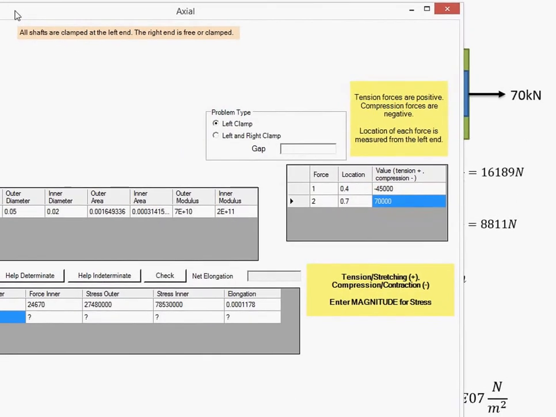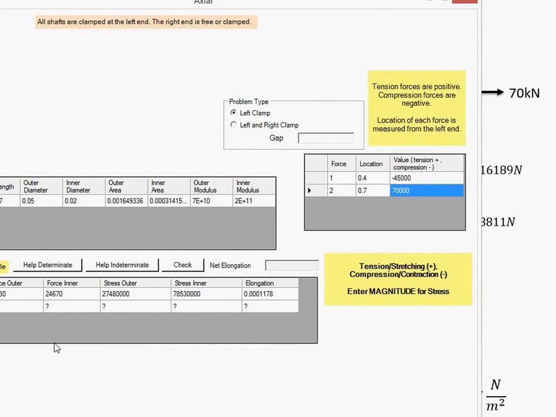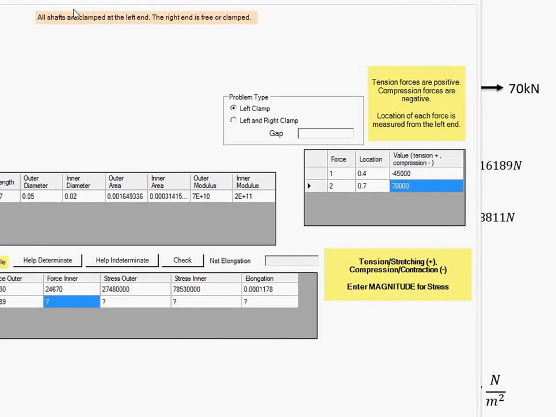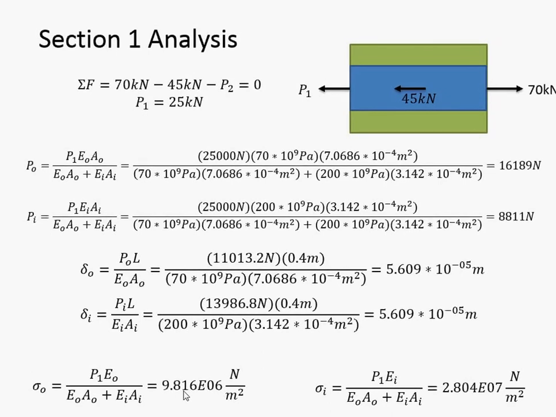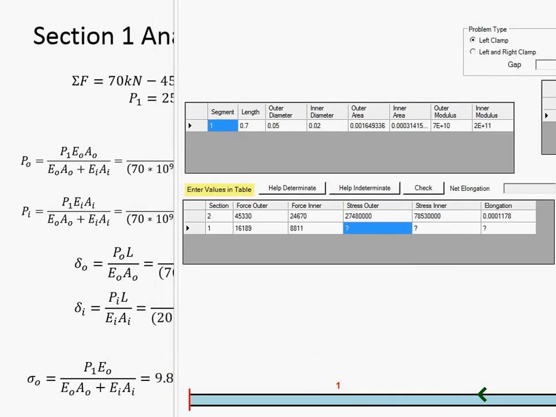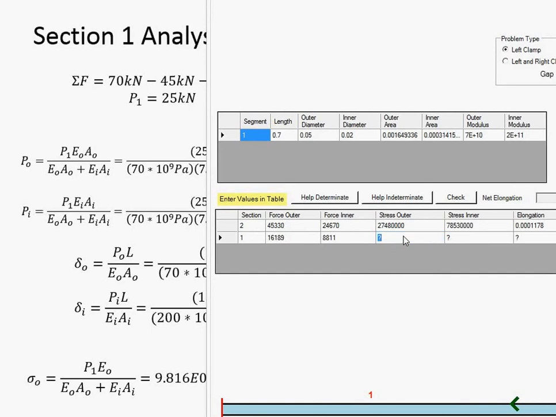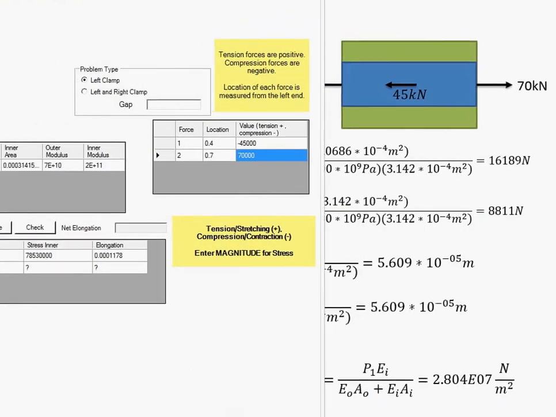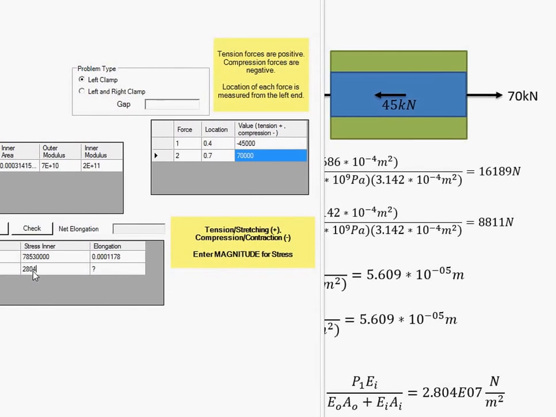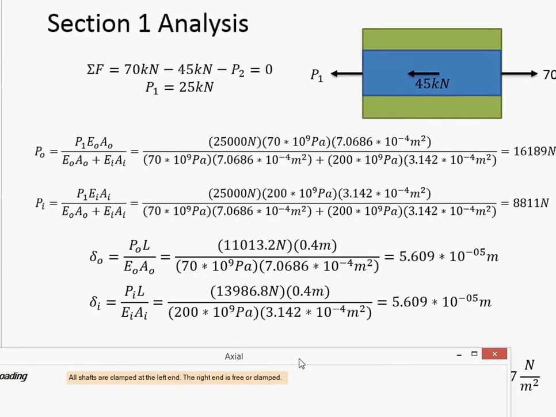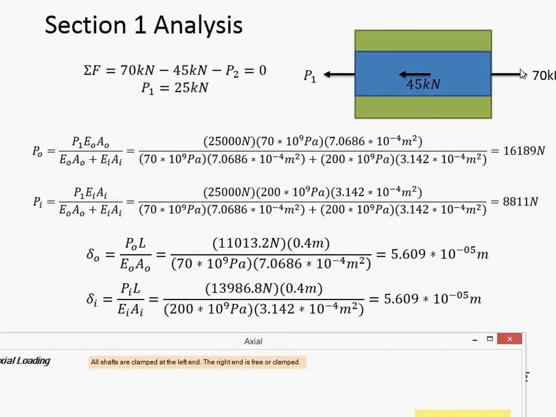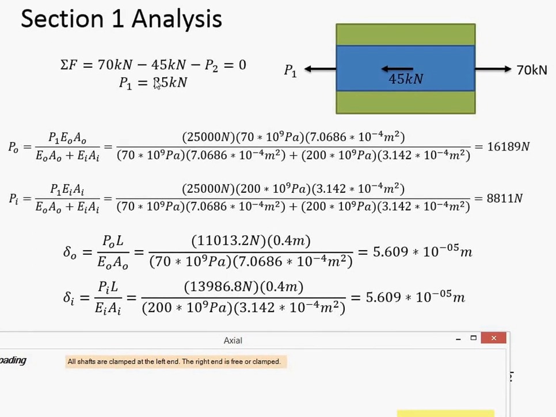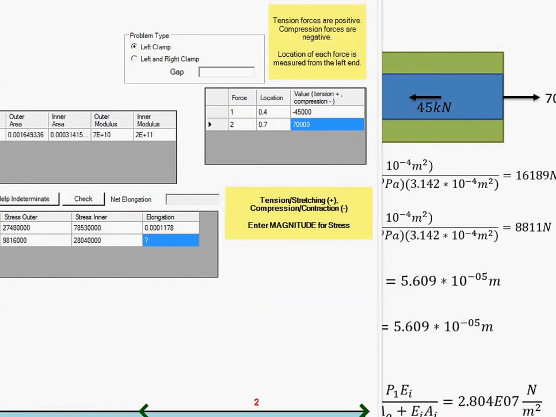So our outer force, our inner force, outer stress, and our inner stress, finally the elongation. It's a very small amount. That's because this compression is working against the tension. Smaller reactionary force total. It's a very small number.